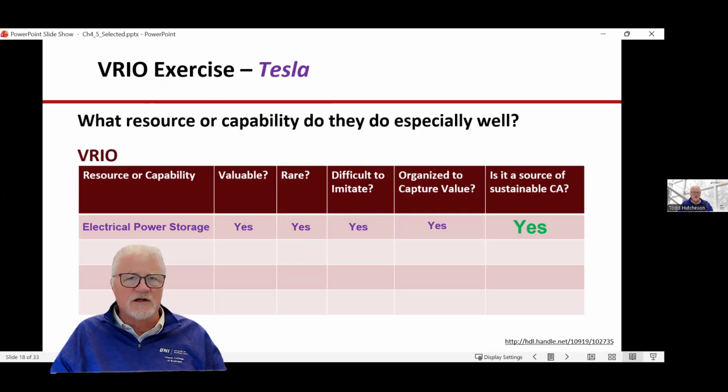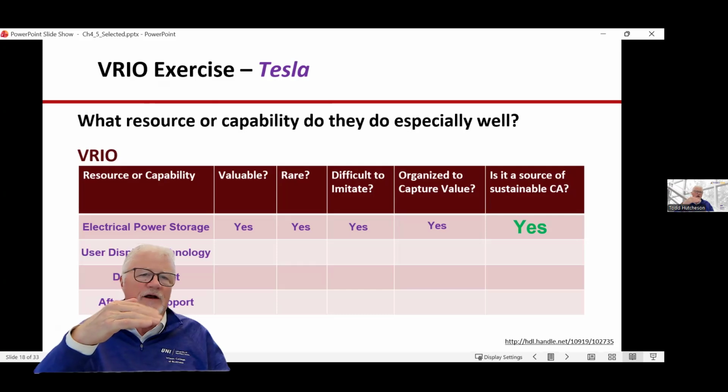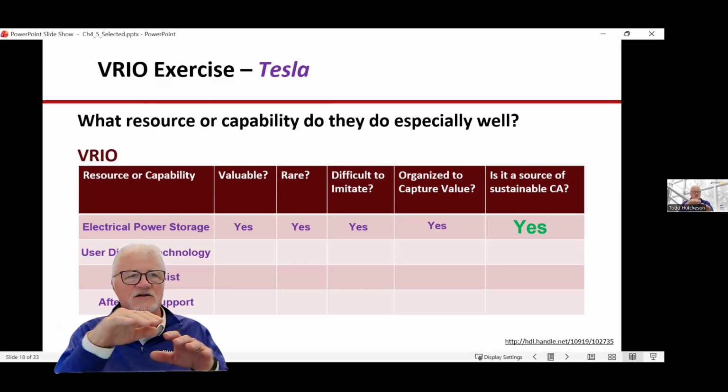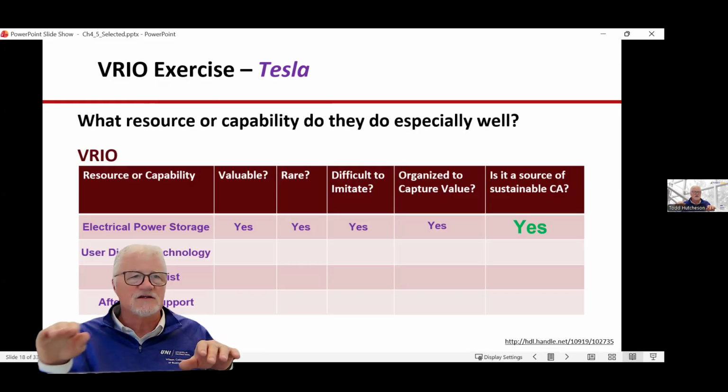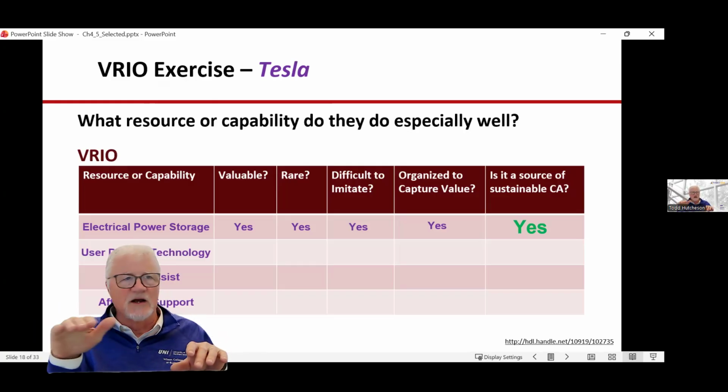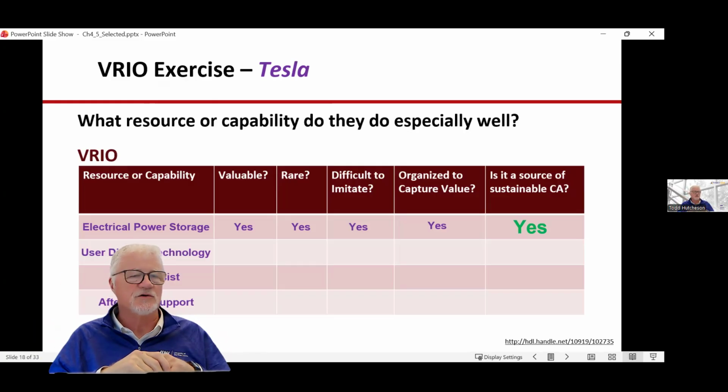You could also look at Tesla in terms of their display technology for their users, in terms of their driver assist technology, in terms of their after sales support. If you were evaluating an individual resource to look at strategies for how to exploit that, you would do this line by line by line and create strategies to address those.